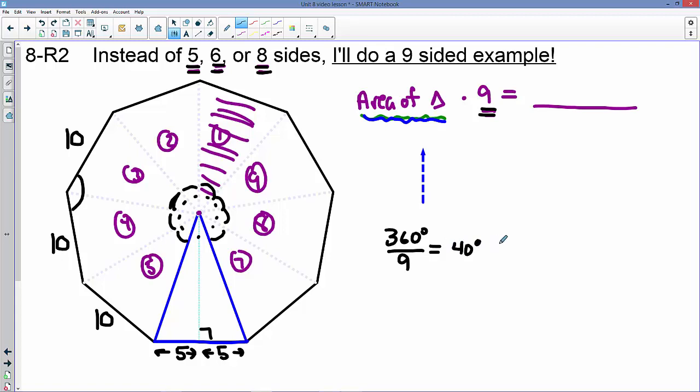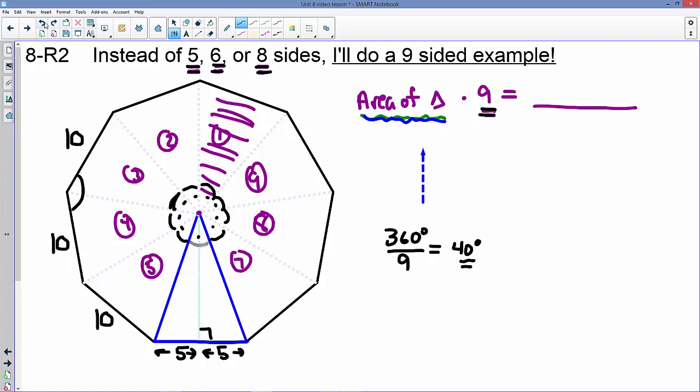Okay? I think when we did the octagon, I think we got 22.5. So it depends on what it is. Just 360 divided by 8, 360 divided by, or maybe that was pentagon actually. But regardless, I got 40 degrees. So 40 degrees is this angle here.